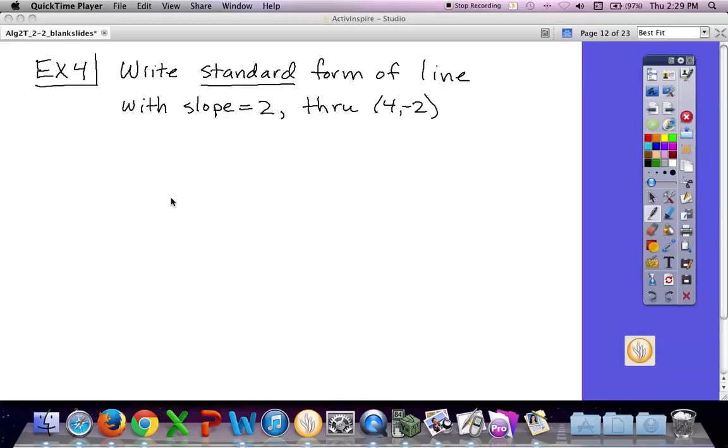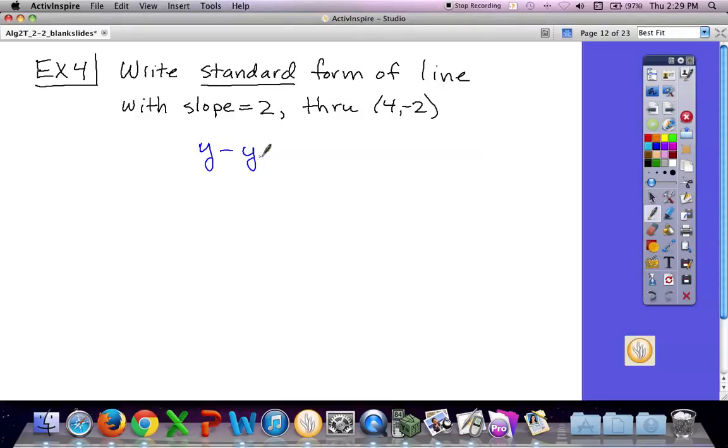Right? This is example 4. And for whatever reason, it says to write in standard form, that's the ax plus by equals c, the equation of a line that has a slope of 2 and it goes through the point (4, -2), right? But you can't just put this information into the standard form, right? You got to start with point slope because you have a point and a slope. So let me write down the equation.